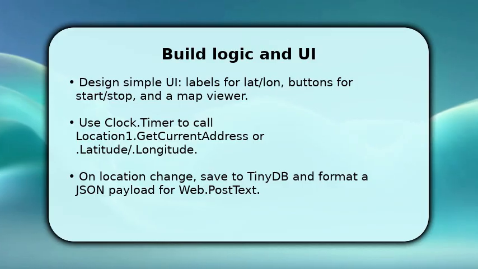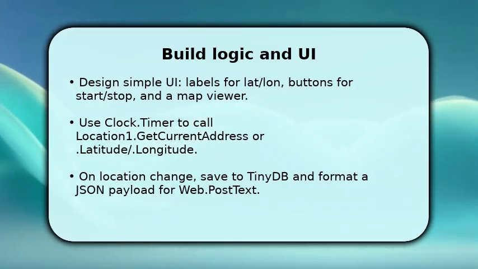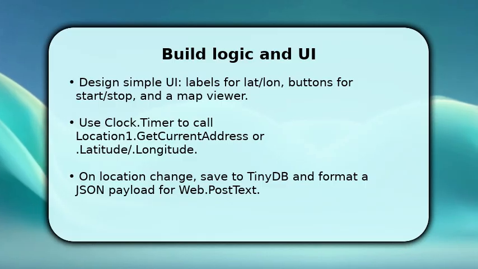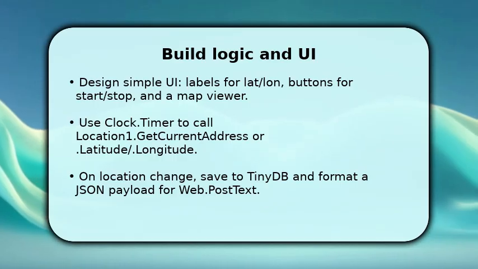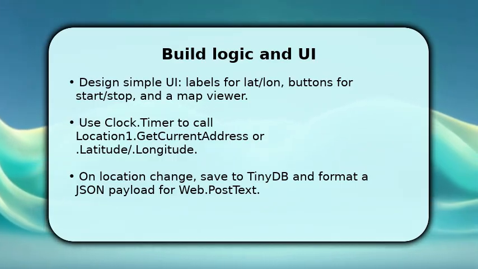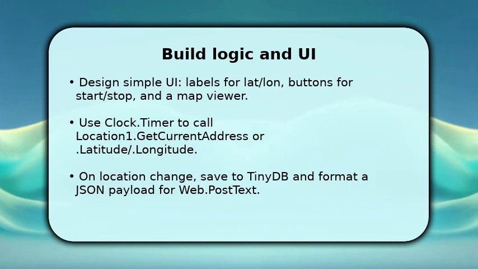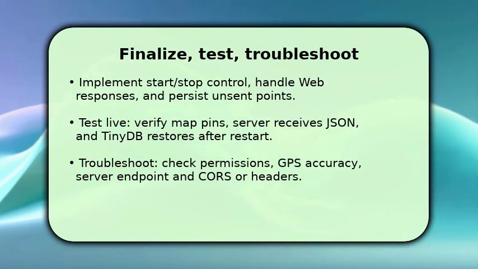Then update the labels, push the point into TinyDB as an array, and prepare a JSON string with ID, time, lat, lon. Once prepared, web post text sends that payload to your server or endpoint for tracking. Finish by wiring start and stop buttons to enable or disable the clock and location checks.